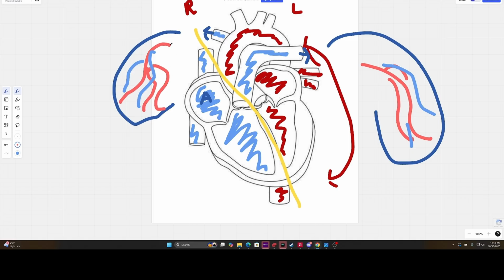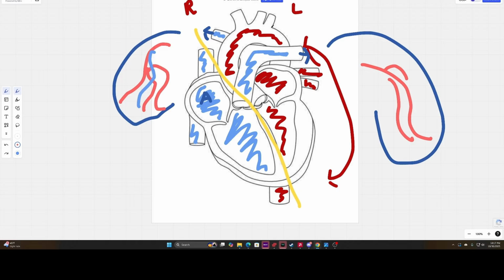So when it's reoxygenated, these capillaries go into the pulmonary veins. So veins bring blood back. I was just remembering something real quick. So these veins bring blood back into the heart. This is specifically for the lungs, though.